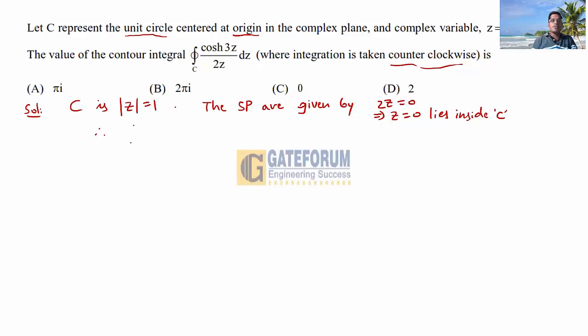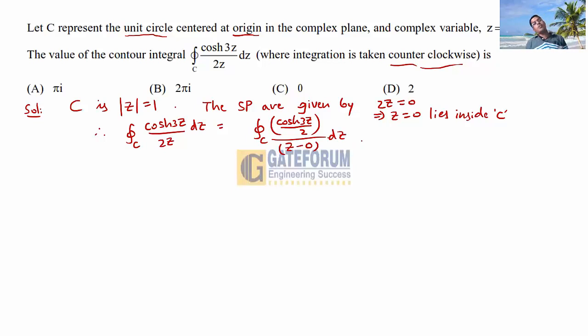Therefore, the given integral along the closed curve C can be expressed as the integral over C of cosh(z)/2 dz, all divided by z. Z can be written as z minus 0. I want to compare this with the Cauchy integral formula, or you can apply Cauchy's residue theorem.